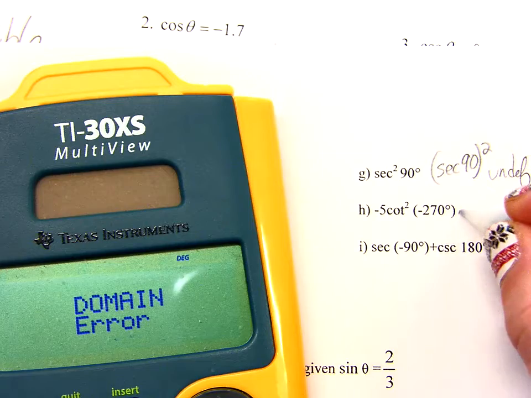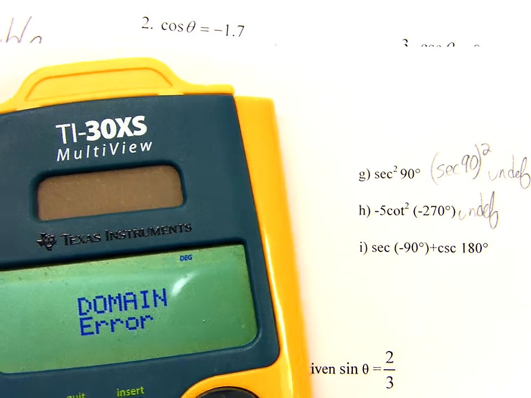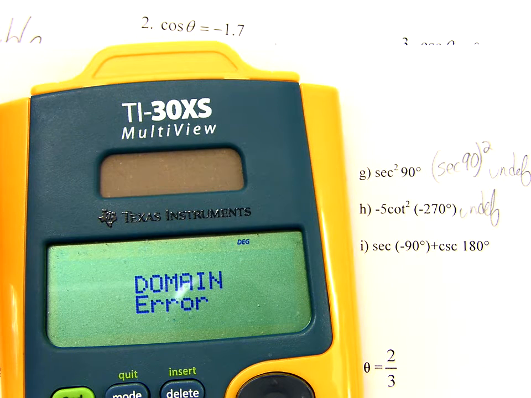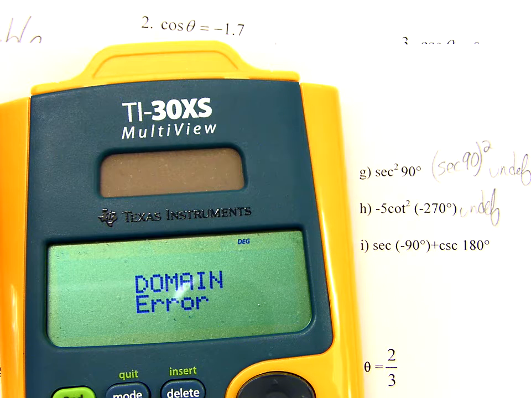Yeah, it's just undefined. Wait, why would the other one say divide by 0 and that one says something different? Because last time, the domain was an error. Does that make sense? Yeah, I just don't get why it was two different things. It's not a big deal. It's like dividing by 0, which you can't do. So, that's one.